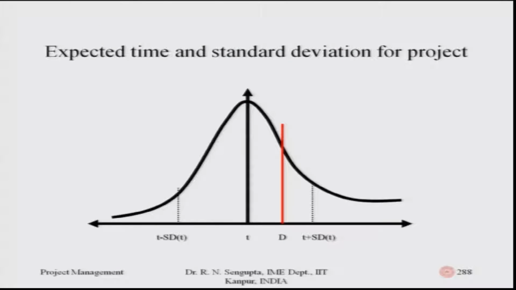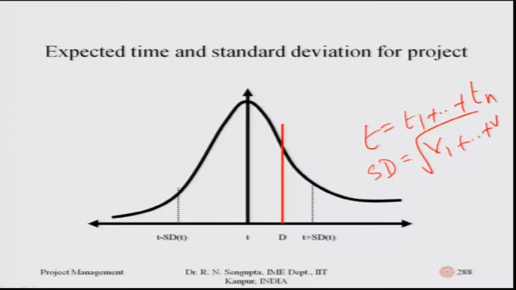So, we will basically have the graph, considering the central limit theorem to be true, as this normal distribution, where the central line, if you see, is T. This T, if you remember, is the summation of all the average times for the critical path, and the standard deviation is basically the addition of the variances for all the paths, and then you find out the square root.